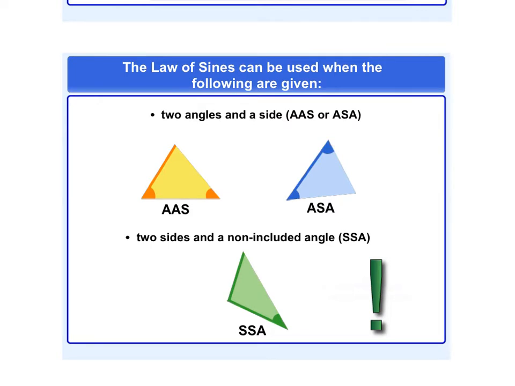You can also use the law of sines when you have two sides and an angle that's not included. If the angle was included here, you wouldn't be able to use the law of sines. I'm not going to explain in detail why that is, but if that happens, you'll see it when you try to solve the problem. You'll see it's not going to work, and we'll do an example of that in class.